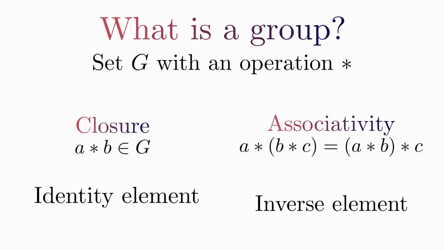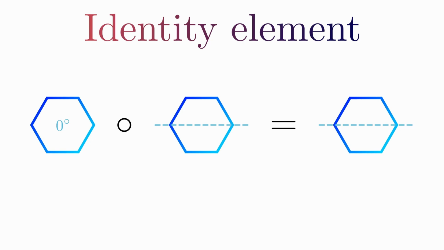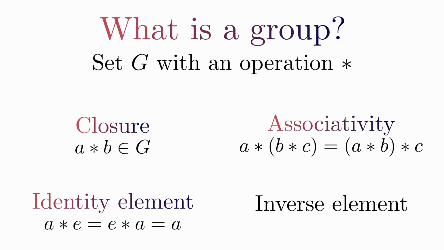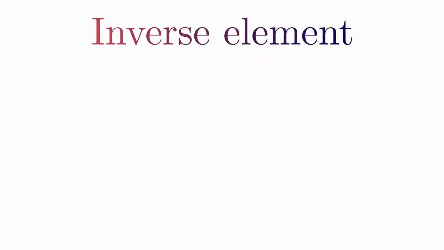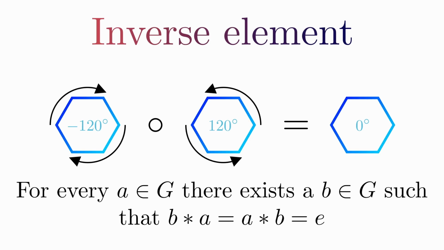Then we have the existence of an identity element. For instance, the 0-degree rotation does nothing, so we can compose this with any symmetry and it does not change the symmetry. In general, there should exist an element that, when combined with any other element, leaves it unchanged. The final property of a group is the existence of inverse elements. For every symmetry, there is another symmetry which reverses the first one. For every element in the group, there is another element such that their composition is the identity element.